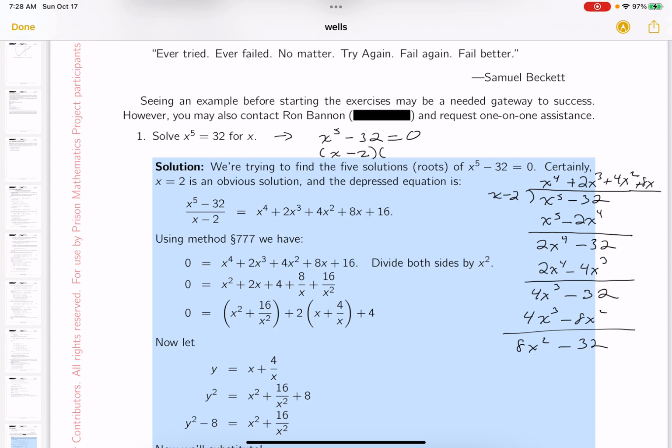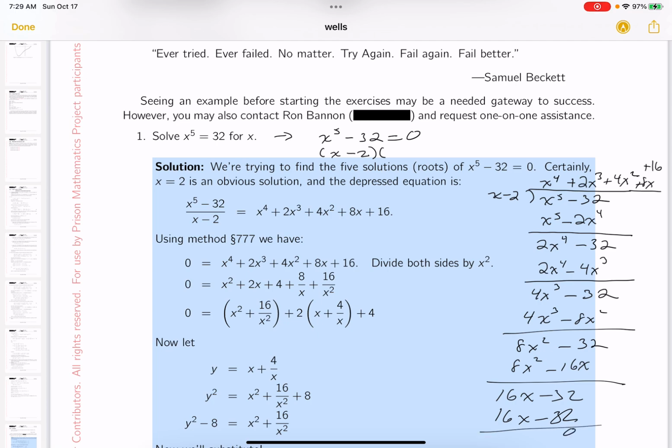Did I make a mistake somewhere? Oh, no, 8x. I'm sorry. That's going to be 8x squared minus 16x. Boy, it's a lot of division, isn't it? 16x minus 32. I'm actually running out of room over here. And it looks like plus 16 now. So I'm going to jam that in over here. And what do you get? 16x minus 32. As expected, remainder 0.